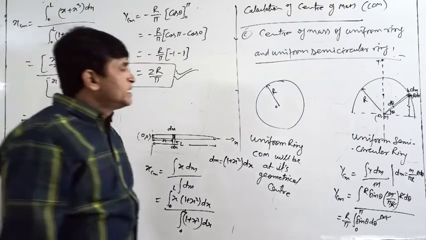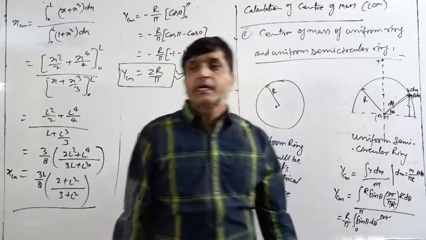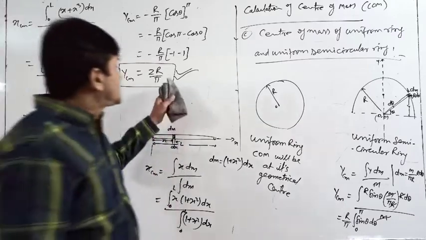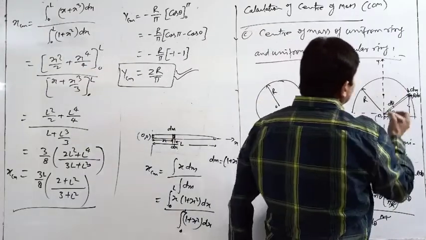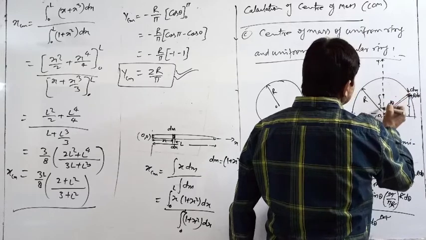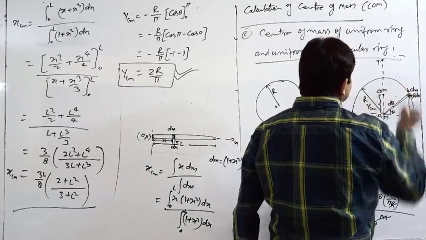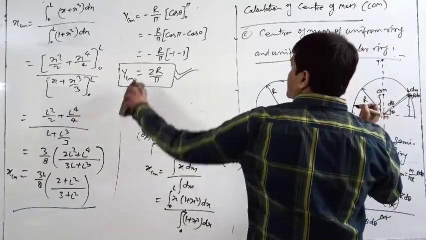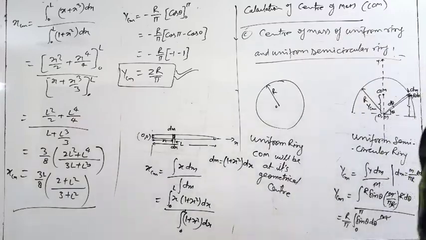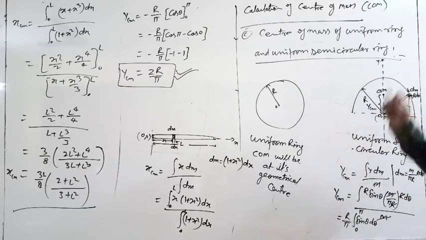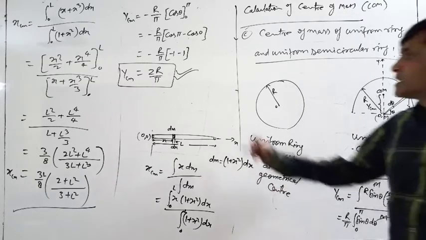2r by pi. From where? From the center of ring. So center of mass of the ring will be somewhere here. This distance your y cm. This is your center of mass. And this y cm is how much? 2r by pi. The center of mass of semicircular ring will be at a distance 2r by pi from the center of ring. So this result you have to remember.